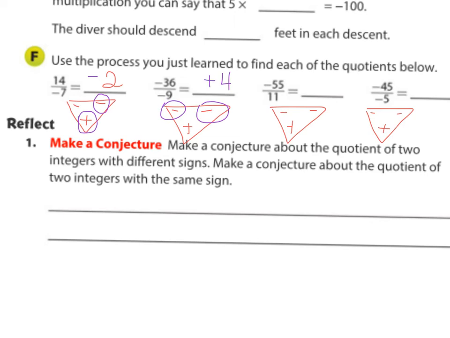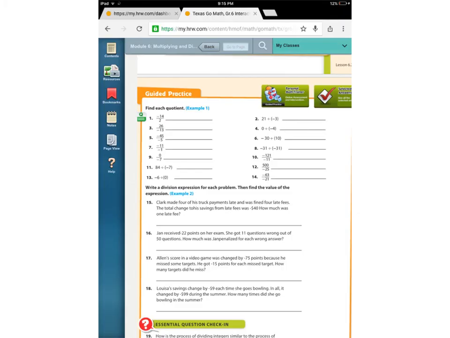And that's your answer. Okay, 55 divided by 11 is 5. And then it's negative 55, it's positive 11. What didn't get circled? The negative, and that's your answer. And then the last one, 45 divided by 5 is 9. And then 45 is negative, 5 is negative. What didn't get circled? The positive. So positive is your answer.